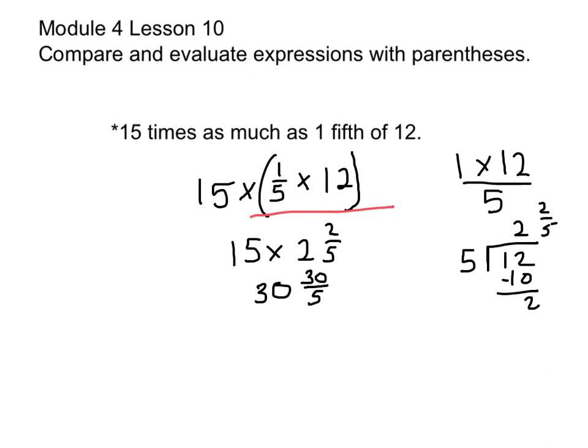15 times 2 is 30, and then 15 times 2/5 is 30/5. 5 goes into 30 6 times, so I've changed my improper fraction into 6, and now I have 30 plus 6, which equals 36.